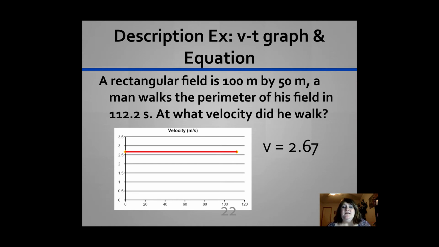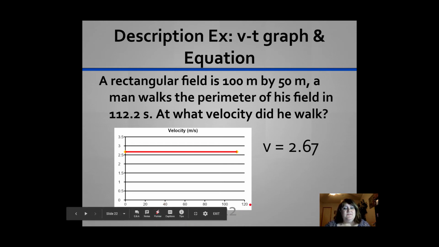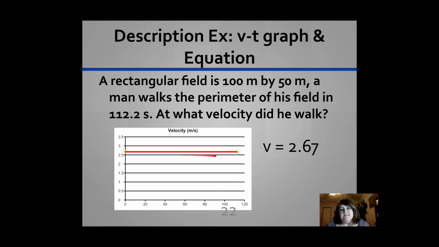Then you had to do a VT graph and write the V equals equation. Well, a VT graph, since it was a constant velocity, we draw a constant velocity line, a straight line, at 2.67. Okay, notice you do have the time axis down here, match the time axis for the XT graph. And I had a scale, right, counting by 0.5s to get to 2.67, and you just draw a line, 2.67. Then you have to write the equation of that graph. V equals 2.67. That is the equation of that line.